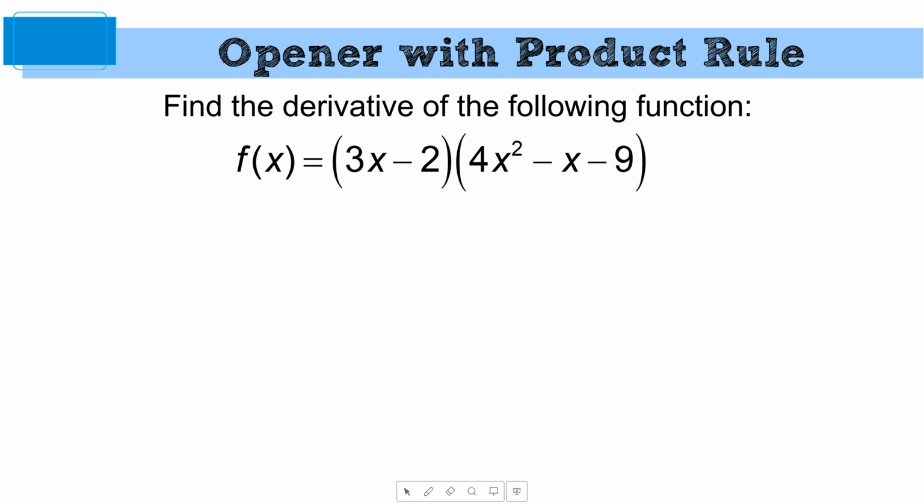Make sure you keep your notation clean. If you're going to multiply it out, then you call that f of x until you actually take the derivative, which then becomes f prime of x. Don't get lazy.